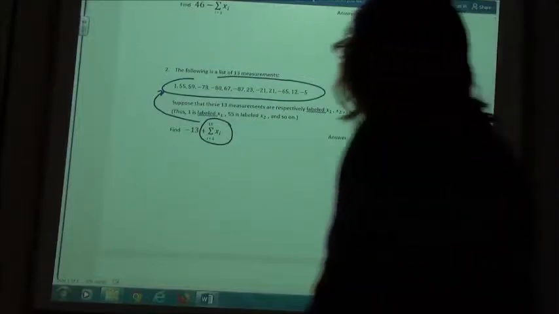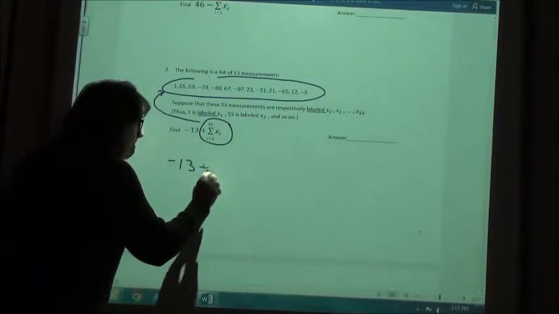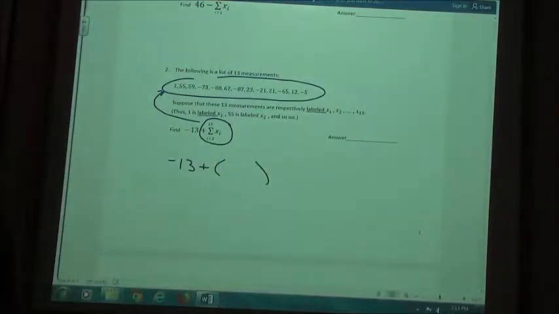And we got what for our answer? Anybody get our answer yet? Still working on it. Negative 93.